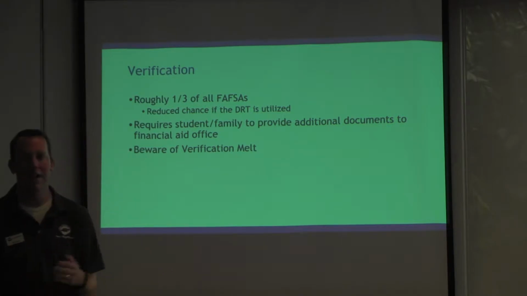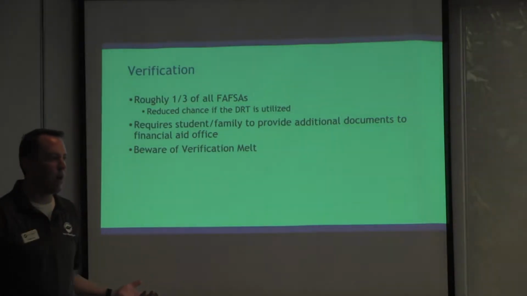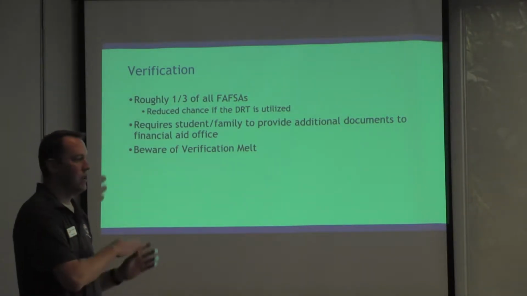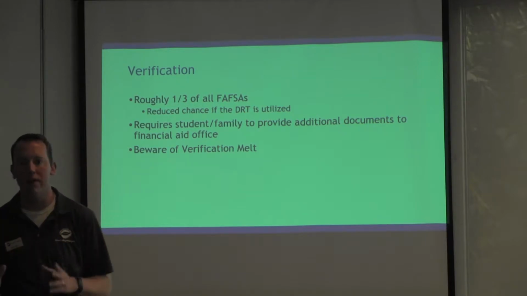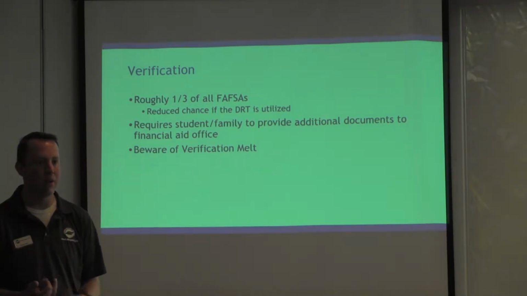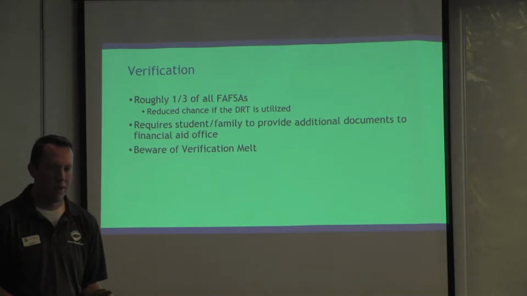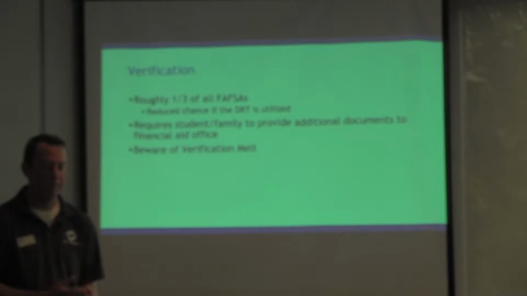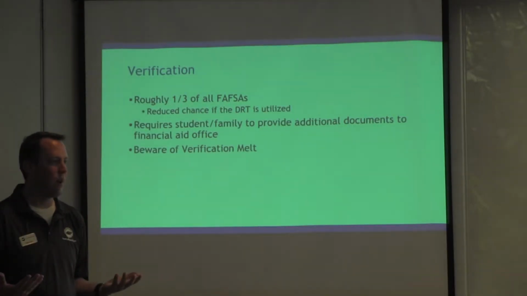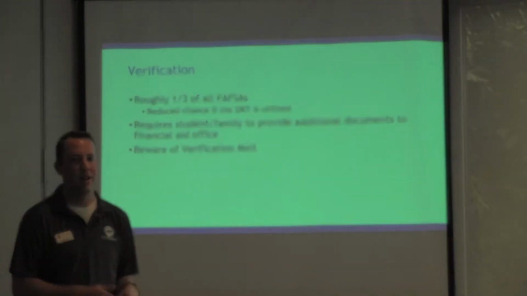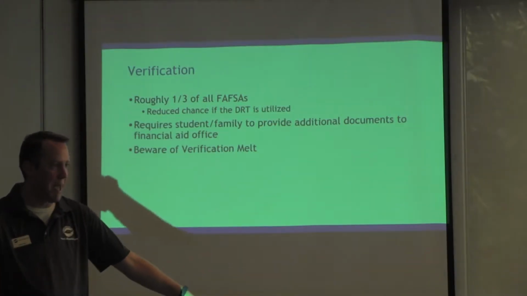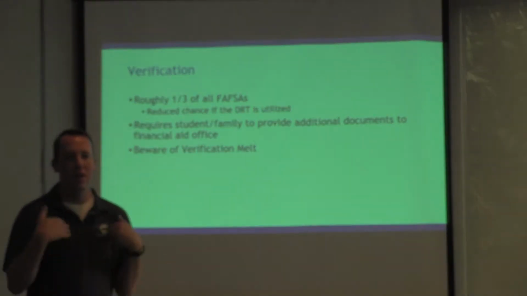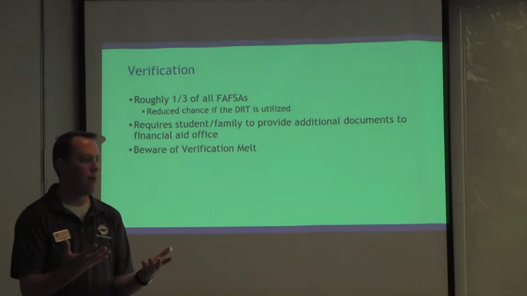Okay, verification. So roughly, the feds say about a third of all students are selected for a process called verification. This is just a process so that colleges and universities are required to verify that the information on the FAFSA was filled out correctly. So it does require students and families to provide sometimes a lot of extra information. So we really need to worry about verification melt after students complete the FAFSA. So when you have a FAFSA completion percentage of 100%, then you need to really worry about the verification melt. Which students, what schools need additional information.